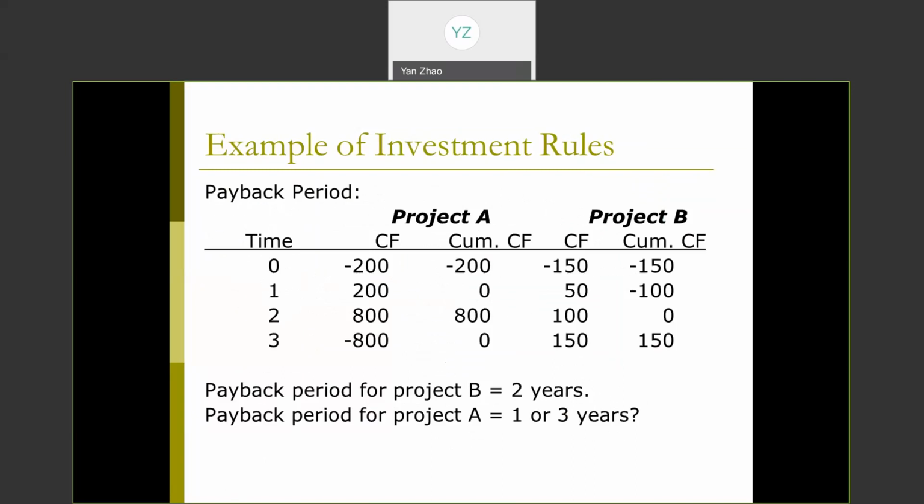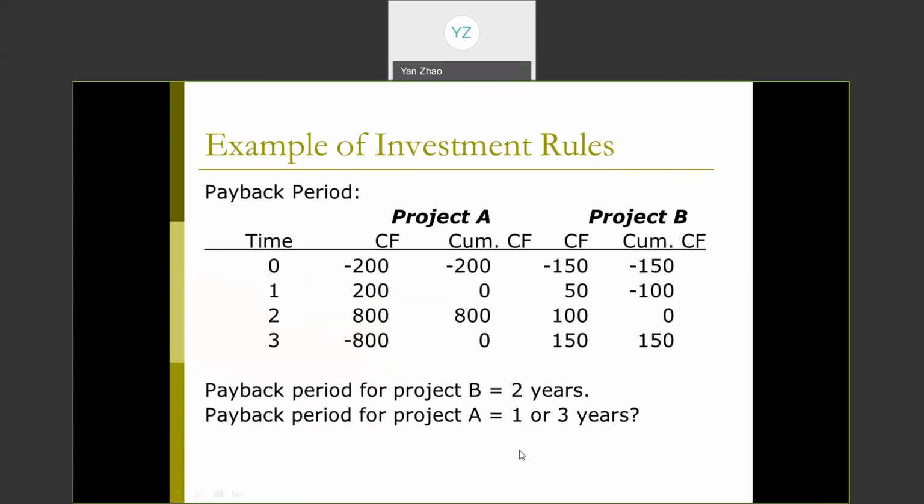For the payback period, project B is very simple, in 2 years, right? 50, 100, exactly 2 years, you get your initial $150 back. But for project A, it could either be 1 year or 3 years. See, in 1 year, you get back your initial $200 investment, but you also made sort of $800 investment in year 3, so maybe 3 years is also good, right? So you have 2 payback periods, 1 or 3 years.